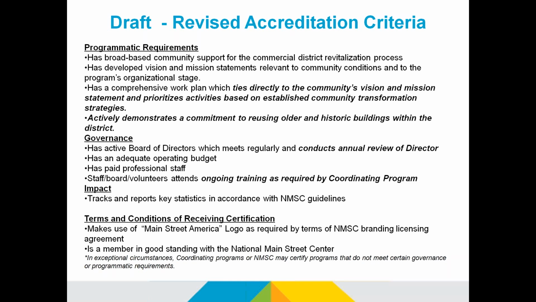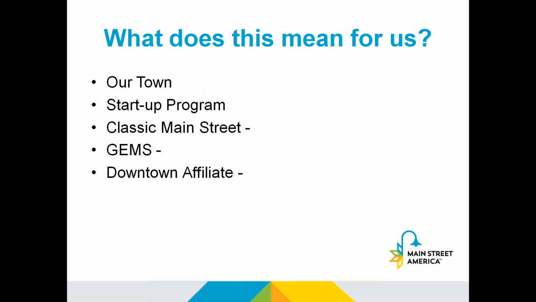And then, of course, making sure we have an MOU with you and that you are all in good standing with the National Main Street Center. So what does this mean for us? These are our current levels of designation here in the state of Georgia. One of the things is that the R-Town level is going away.